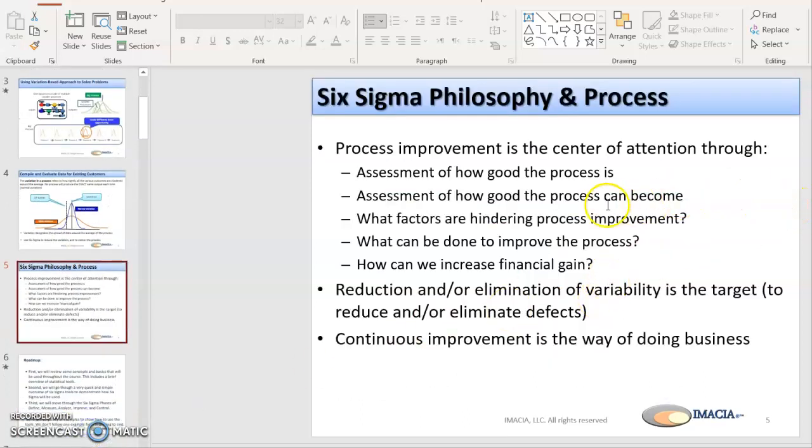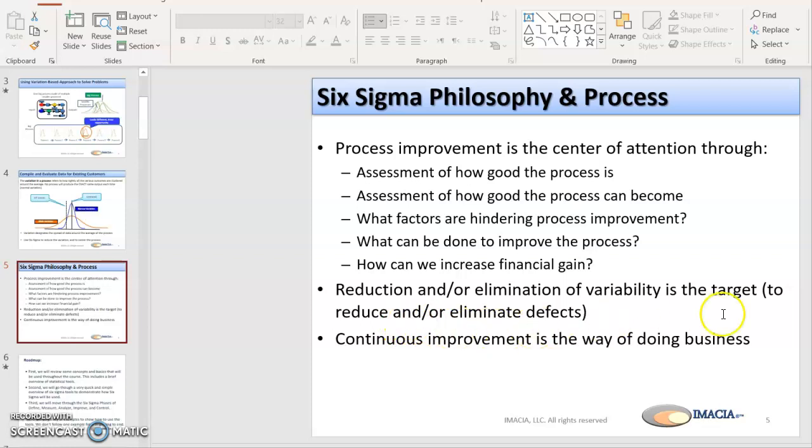So the philosophy and the process centers around process improvement being the center of attention through the assessment of how good the process is, assessment of how good the process can become, what factors are hindering process improvements, what can be done to improve the process, and how can we increase financial gain. Basically, we look at the dollar value of every step. If you can use Six Sigma to reduce variation, that means you're using Six Sigma to add dollar value. Basically, you're improving the bottom line and allowing your company to make more money.